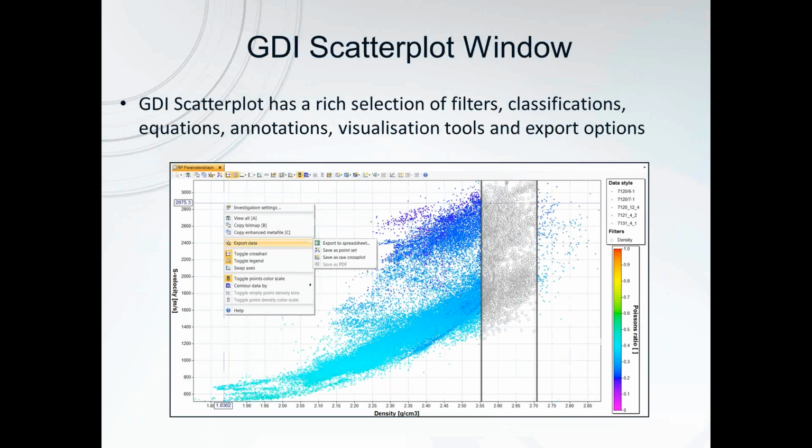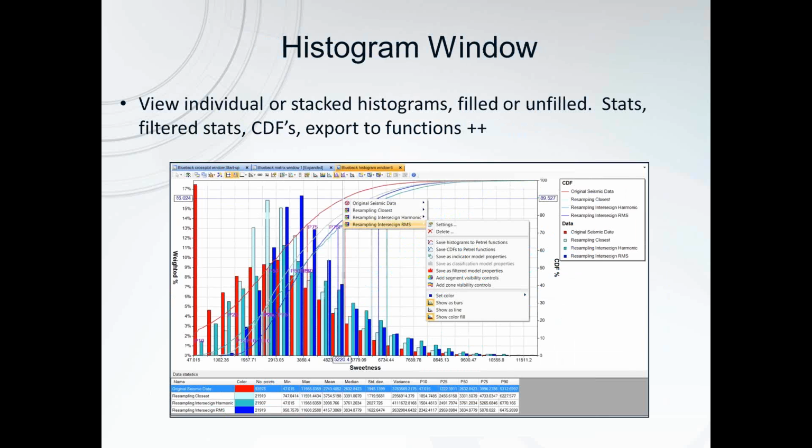So once you've loaded your data to an investigation, there are 5 new windows. So we have a scatter plot. This is a basic 2D data analysis window with a rich selection of filters, classification, workflows, equations, annotations, and visualization tools. Lots of integration with data selection within one of these plot windows and native Patrol space.